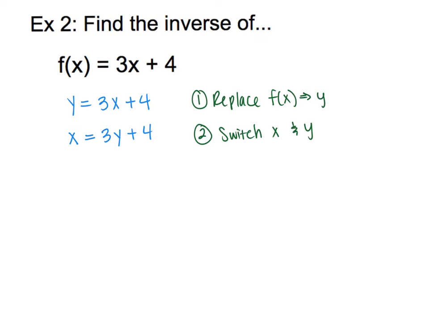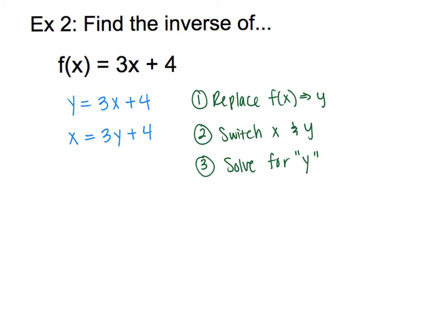So when I do this, notice how y is not by itself anymore, right? Y now has a 3 attached to it and a 4. Generally, we like y to be by itself. So the next step is to try to get y by itself again. The third step here is to solve for y, because you want y by itself so that you can create an equation that represents the inverse.